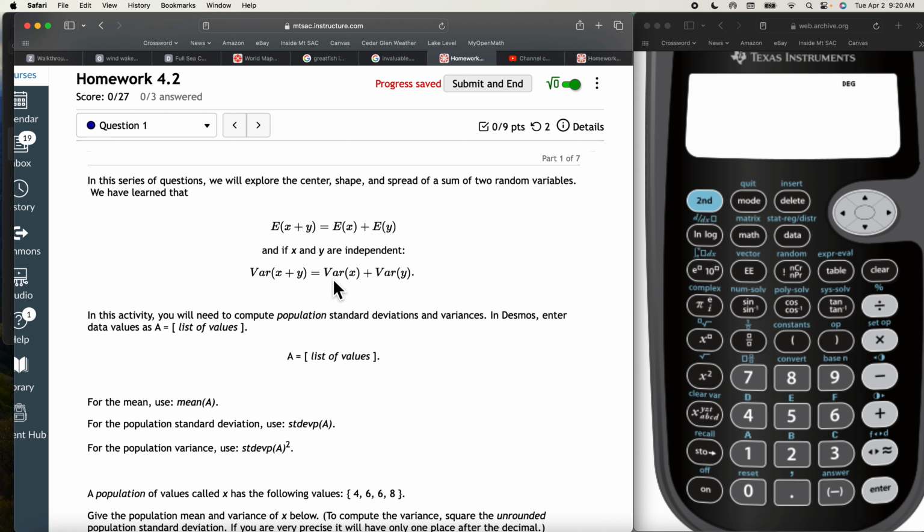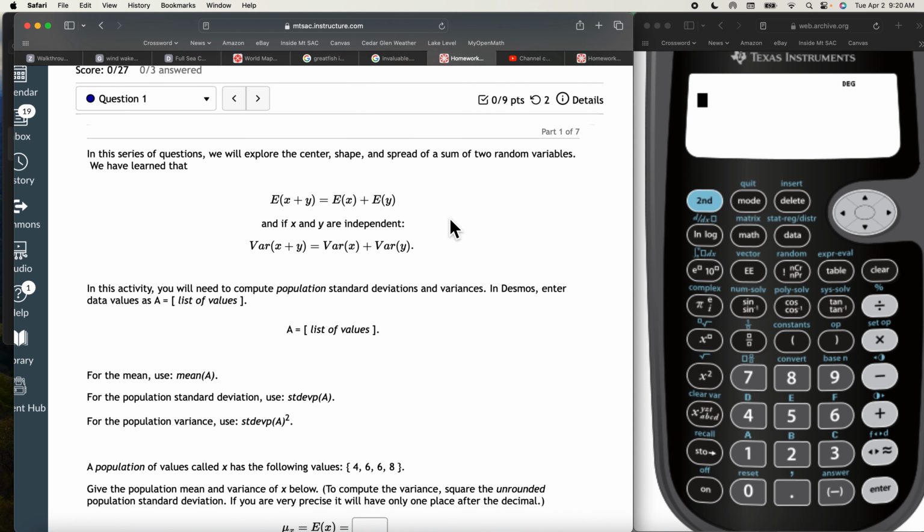Okay, and same thing with the variance, that the variance of the sum is the sum of the individual variances. And then as a reminder, variance is just the square of standard deviation. So we're going to do this in Desmos, and we'll jump on over to there in just a moment.